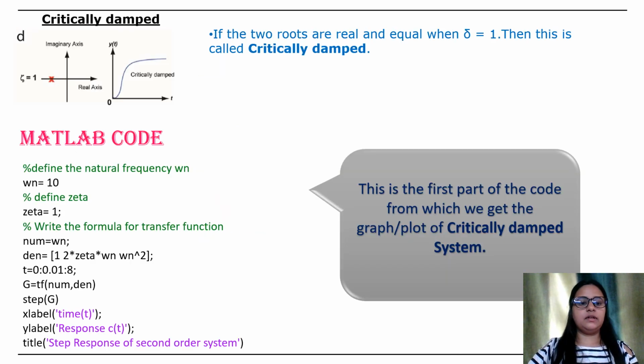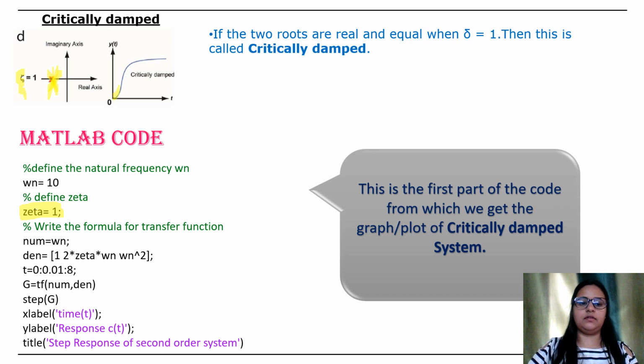For now, let's talk about the critically damped. If the two roots are real and equal, meaning both lie on the real axis and overlap, then the system is called a critically damped system. Here zeta should be equal to 1. The only change in the code is zeta equals to 1. Then the system is called the critically damped system.